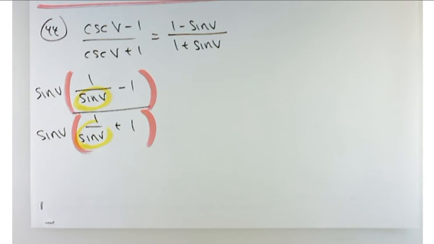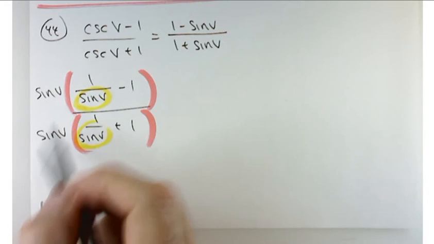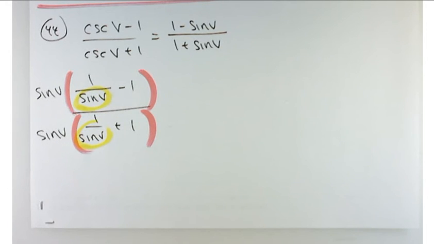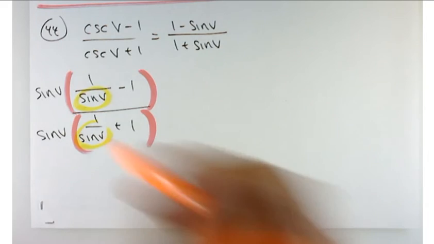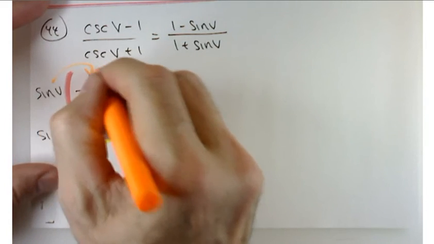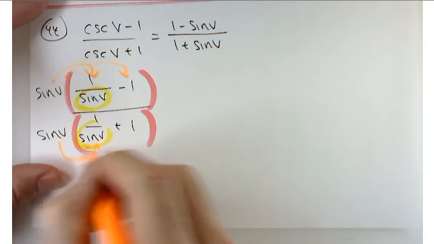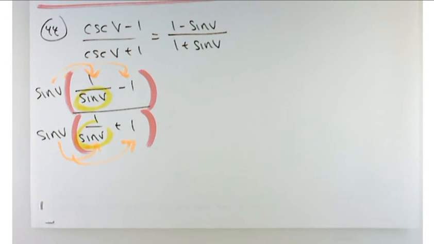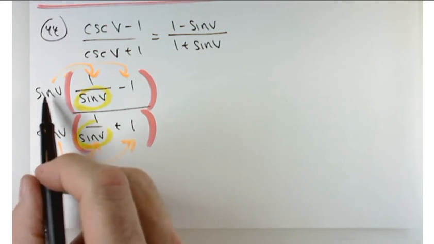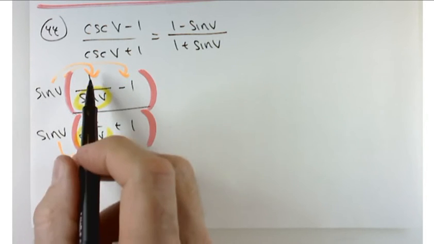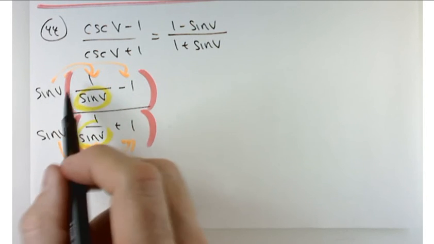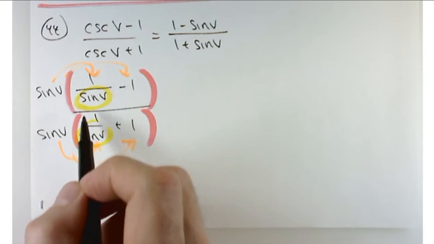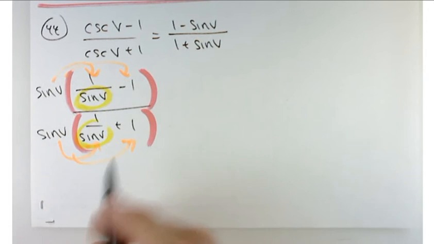So what has to happen? Don't cancel these. I don't want to cancel the sine of v's. What should I do instead? What I want to do is distribute, right? Well, let's see. If I distribute, I get sine of v over sine of v. What's another way to write sine of v over sine of v?